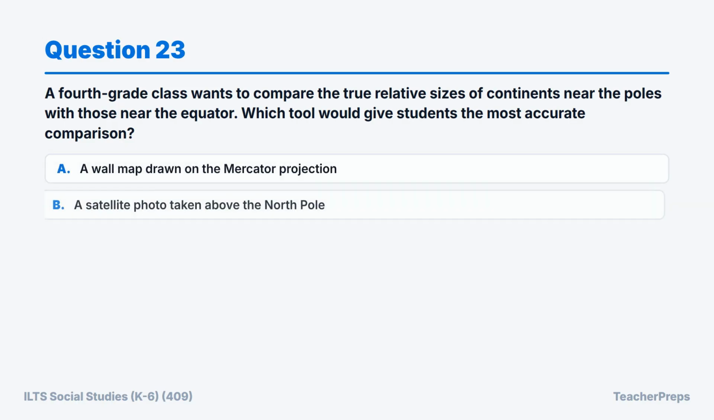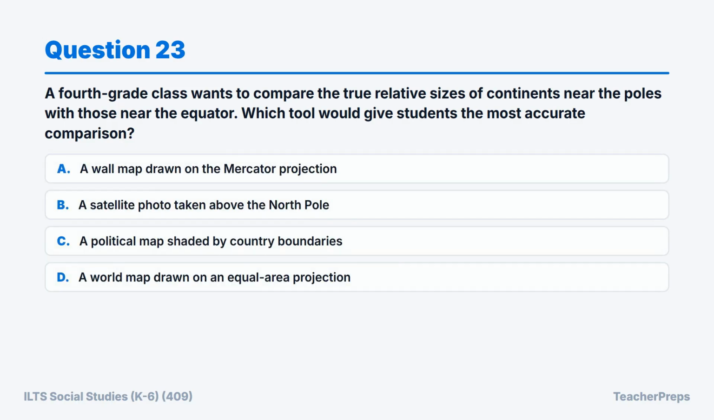Question 23. A fourth grade class wants to compare the true relative sizes of continents near the poles with those near the equator. Which tool would give students the most accurate comparison? Pause the video and select the best answer.